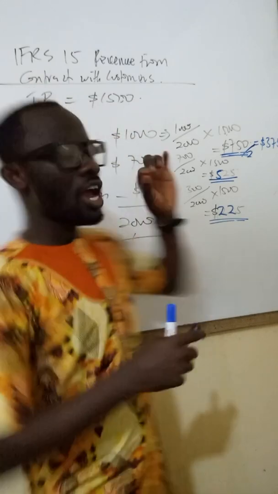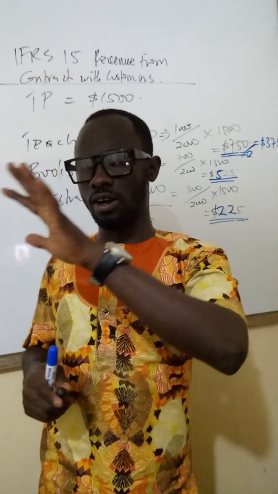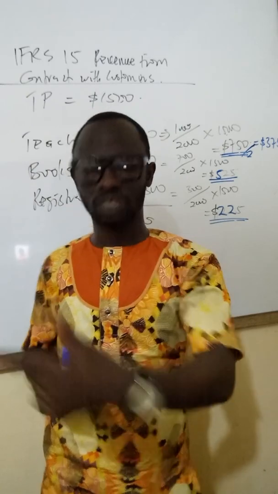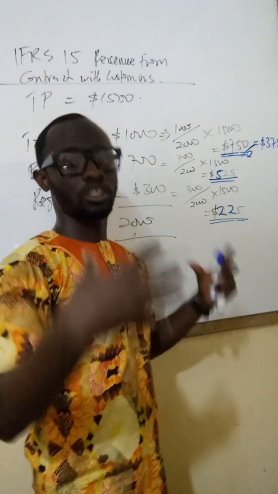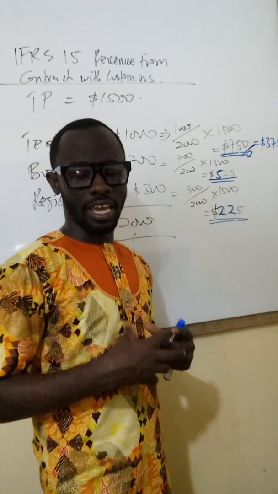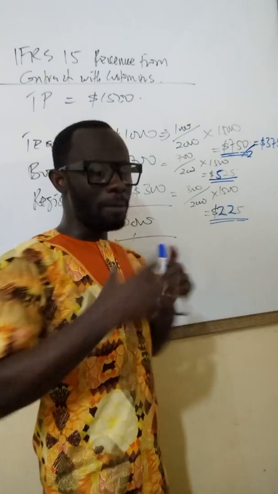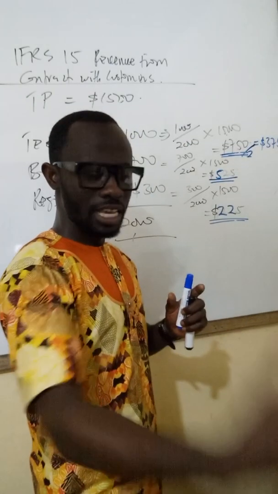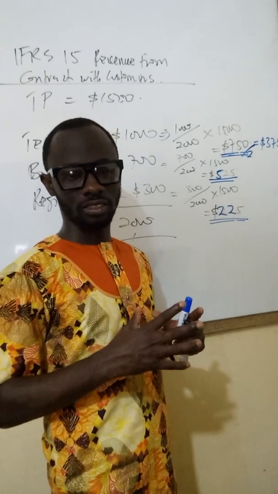So what does that mean? Recognize revenue as and when the performance obligation is met or satisfied. It means that when I teach you for the first month, when you pay me the money today, I cannot recognize 750 cedis as revenue. But at the end of the first month, I can recognize 375 as the revenue for that month.